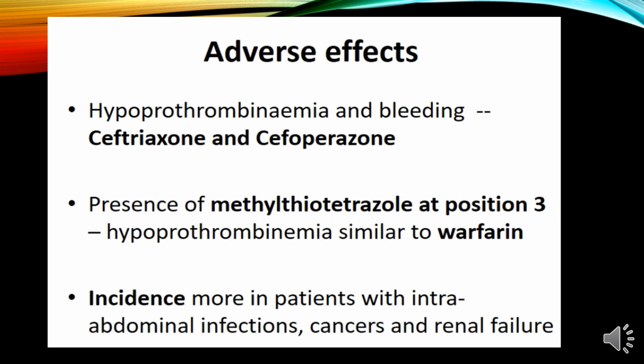So if somebody asks you why there is bleeding with cephalosporins, you can easily tell because there is hypoprothrombinemia, there is decreased production of prothrombin. It creates a condition that is similar to that of warfarin. And what is the reason? Because of its structure. So this is very important. The presence of methyl thiotetrazole at position 3 makes it vulnerable for bleeding and creates hypoprothrombinemia.